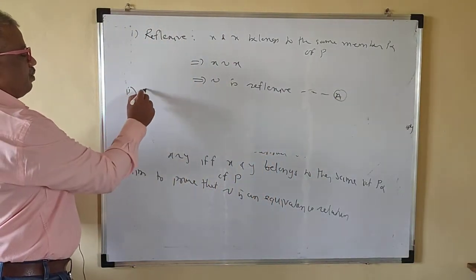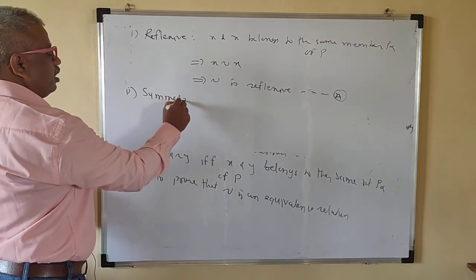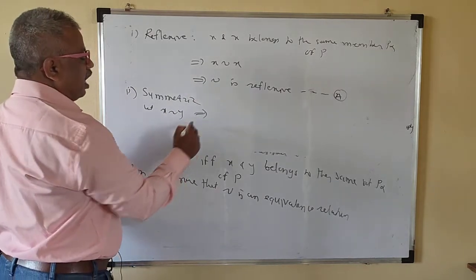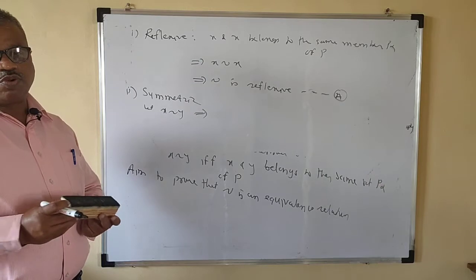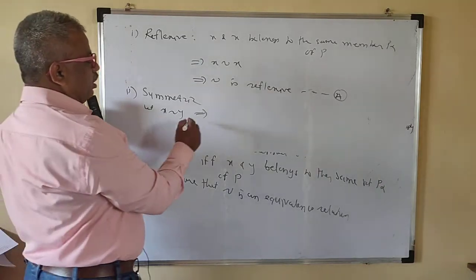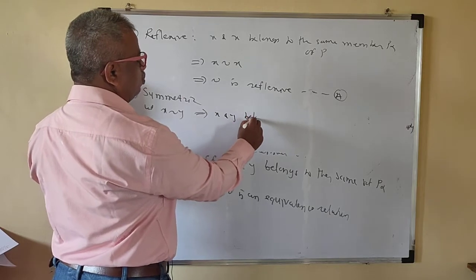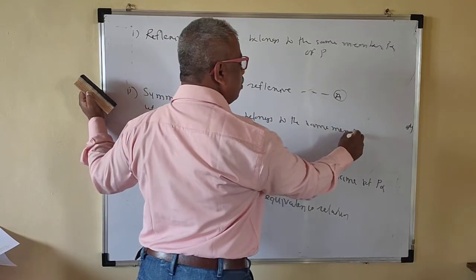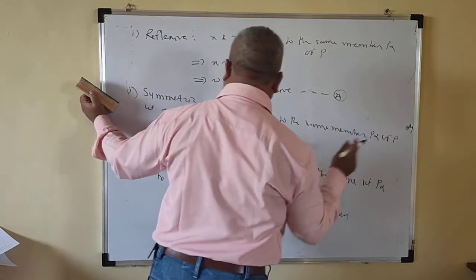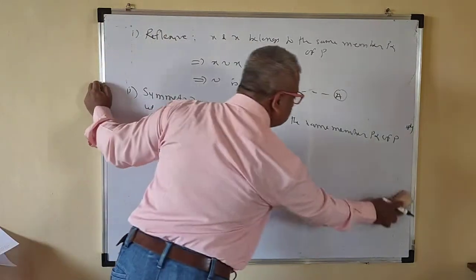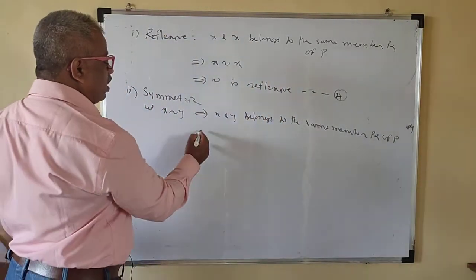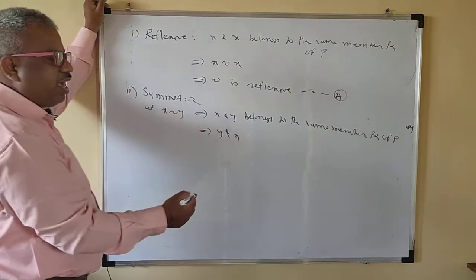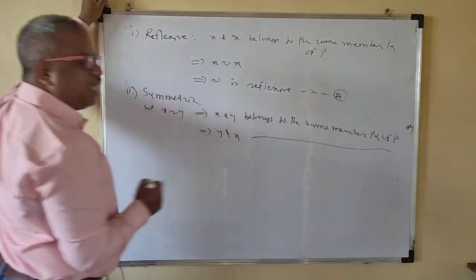Okay. Second, symmetric. Means what? Let X is related to Y. What we have to prove? Y is related to X. Okay, X is related to Y means what? X and Y belong to the same member P_alpha of P. I can write this as what? X and Y. I want to prove Y is related to X. So I can write this as Y and X. Y and X belong to the same member P_alpha of P.